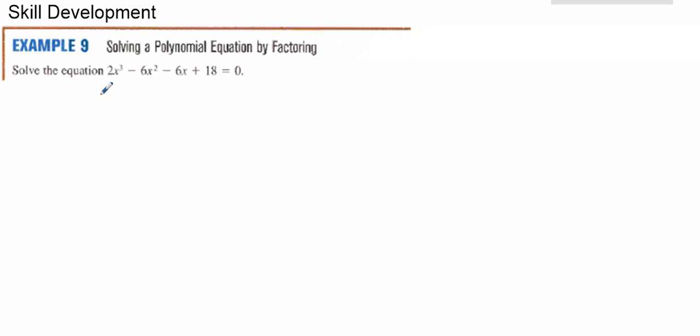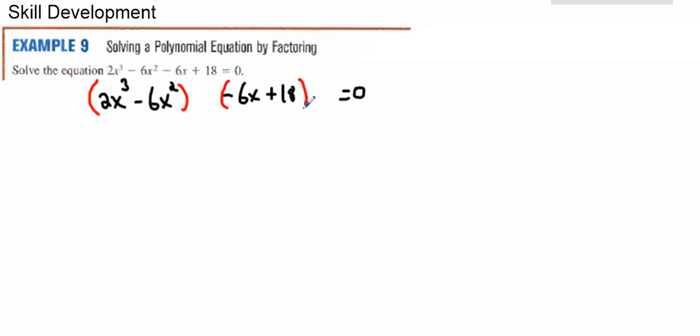I'm going to group the first 2 terms using parentheses. So I have 2x cubed minus 6x squared. And I'll group the last 2 terms: negative 6x plus 18, and that's equal to 0. Make sure there is a plus sign in between. We don't want to let this negative sign leak out and make this negative. That would change the whole problem. The negative sign must stay with the 6x.